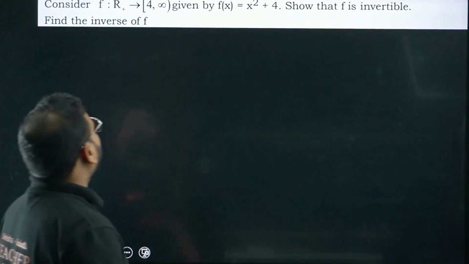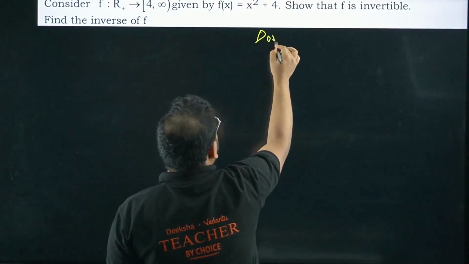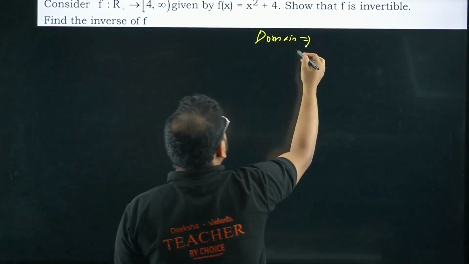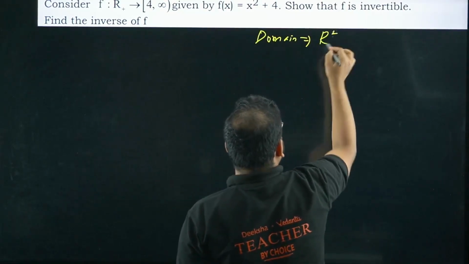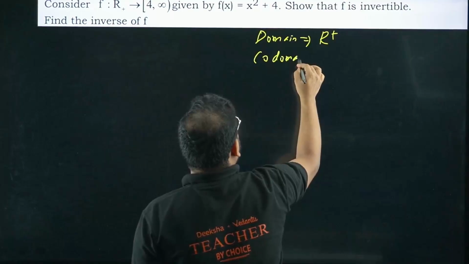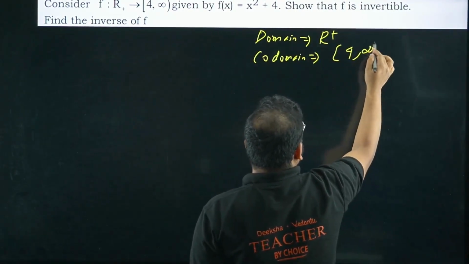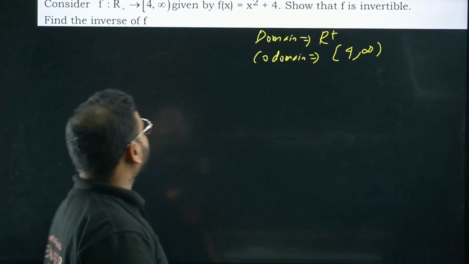Okay. Consider f from R plus to the codomain. The domain is very important, sir. The domain is mentioned as only positive real numbers, so R plus, and the codomain is from 4 to infinity. There is a restriction given here. Let's look at the function now.